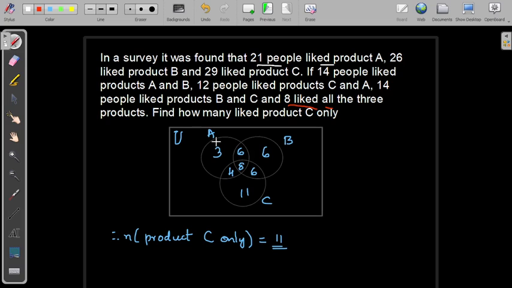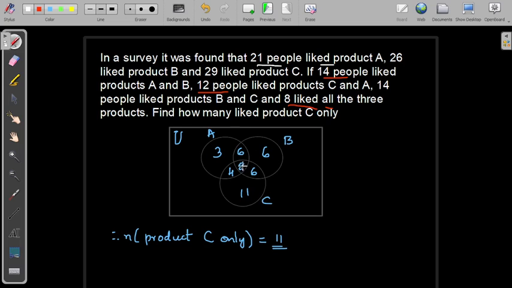Next you have to go with A and B, B and C, A and C. How many liked A and B? 14 people liked A and B. 8 already written, so in this region A and B, 14 together, remaining is 6. 12 people liked products C and A. C and A 12, 8 already written, remaining is 4. 14 people liked product B and C.